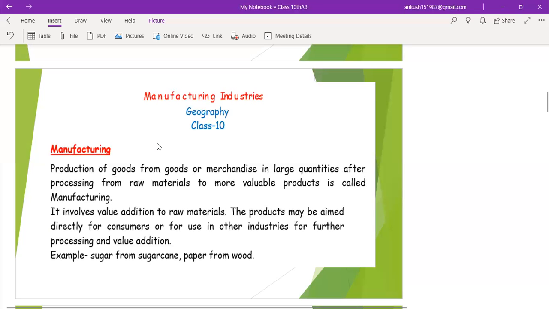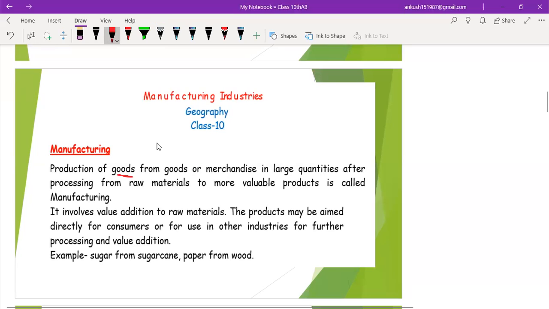Like production of goods. Goods are those which are used day to day in our life, the daily needs goods. So production of those goods, from which goods? Definitely the goods would be in raw form. In which form? Raw form.